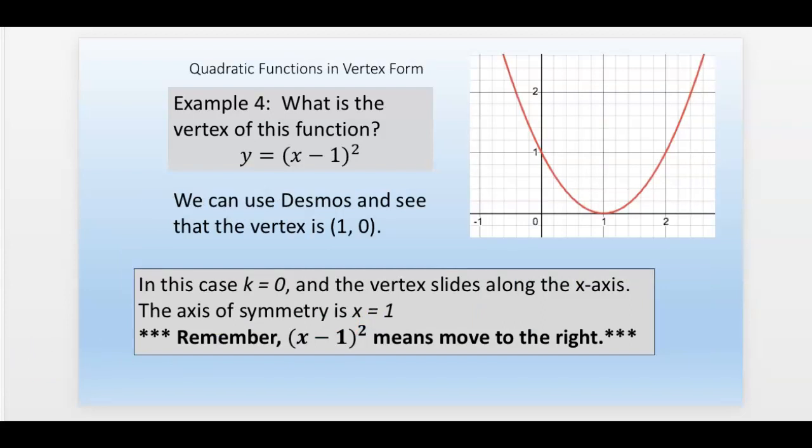All right, example 4. Guys, in this case, k is 0. It doesn't go up and down at all. We're just going to slide it left and right, along the x-axis. This says minus 1. That means we move it to the right 1. All right, that's what that means right there. Okay.